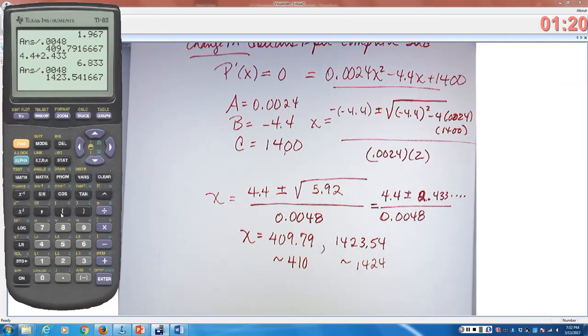So I would assume that I need to round those off. So that tells me when I'm making around 410 computers, I have a critical value in my profit. Do I know if it's the maximum or the minimum?